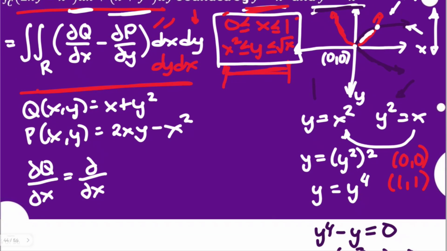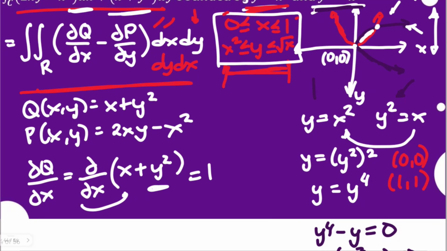So for the partial derivative of q with respect to x, it's the partial derivative of x plus y squared with respect to x, stating that our y squared will now be treated as a constant. So the partial derivative of that is obviously the derivative of your x, which is 1, and the derivative of your y squared, which is 0, treating that as a constant, giving us 1.